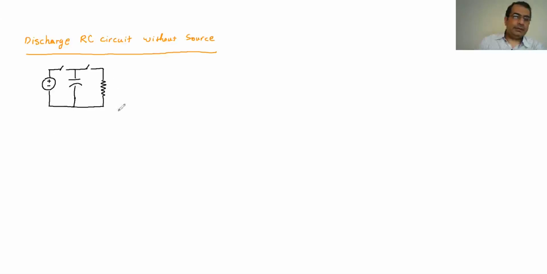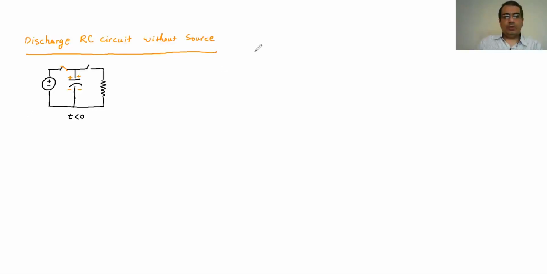So at t before 0, when the time is before 0, I'm going to close that key and leave it like that. When I close that key, this capacitor is going to be charged. So it's going to get charged and charged. And because that other key is open, nothing goes through the resistor. So it's going to be fully charged.